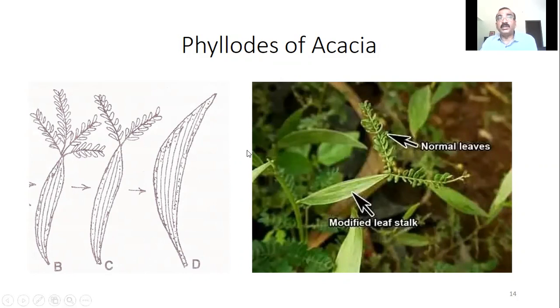Now what happens to the real leaf? See, this is the young leaf. In the young leaf only, you will have a pinnately compound leaf like this, in young acacia. But this part disappears gradually. The actual leaf blade disappears, whereas the petiole becomes a flattened leaf-like structure. Such a leaf-like structure developing from the petiole of the plant is called phyllodes. This is the actual normal leaf, but in the mature leaf the blade is gone, and only the petiole becomes green and leaf-like. So this modified petiole is called phyllodes, and this is found in acacia plants.